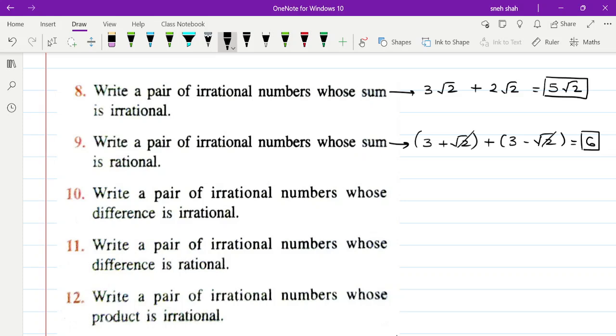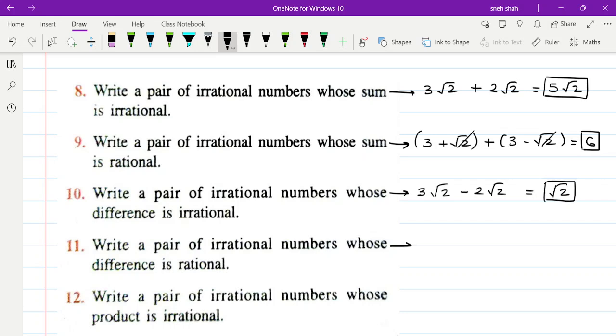So we can take the same pair of numbers as taken above, 3 root 2 minus 2 root 2. So 3x minus 2x will be 1x. So answer is just root 2, which is an irrational number.